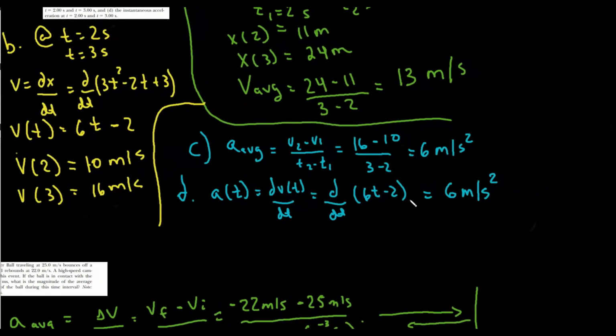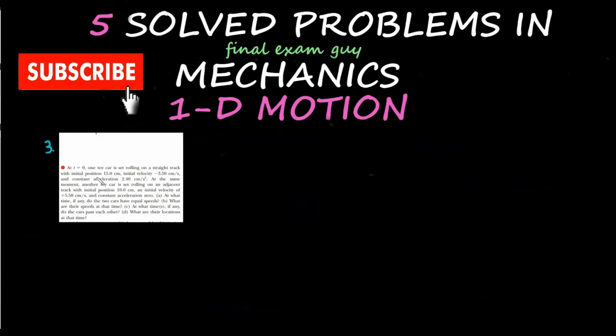Alright, let's move on to the next problem. Alright guys, question 3 says that at t equals 0, one toy car is set rolling on a straight track with an initial position of 15 centimeters and an initial velocity of negative 3.5 centimeters a second and constant acceleration 2.4 centimeters per second squared.